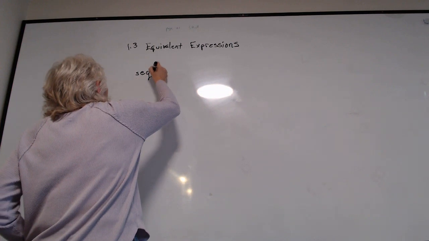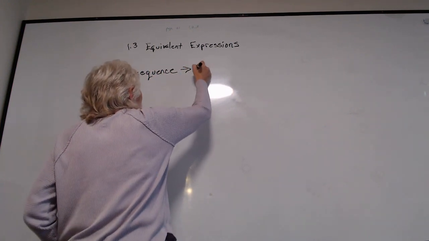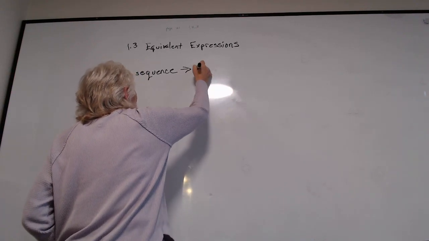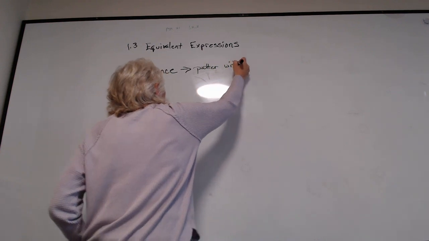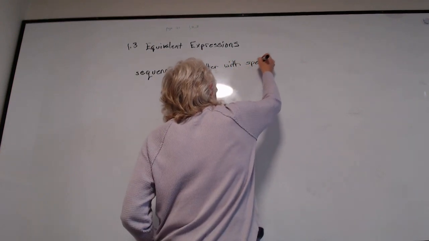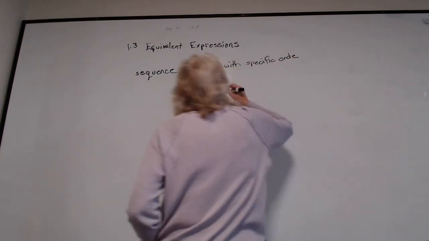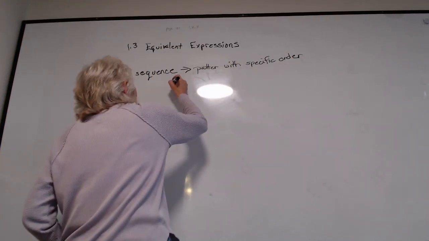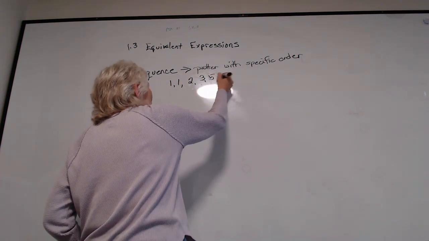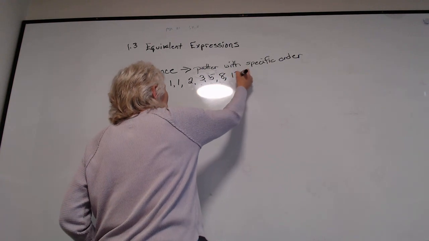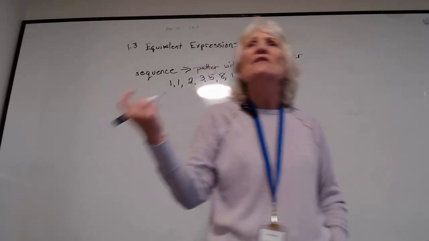Okay, a sequence is a number with a pattern with a specific order. Like our Fibonacci sequence, you have to keep it in this order. You can't just write numbers down. You have to keep it in this order, or it's not a Fibonacci sequence, okay? So those have specific order.